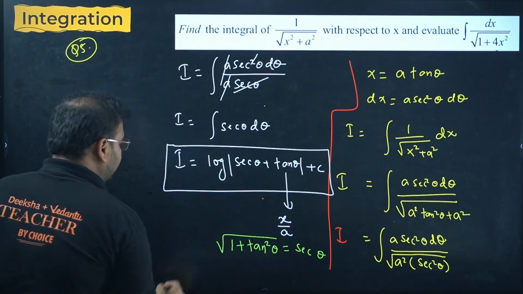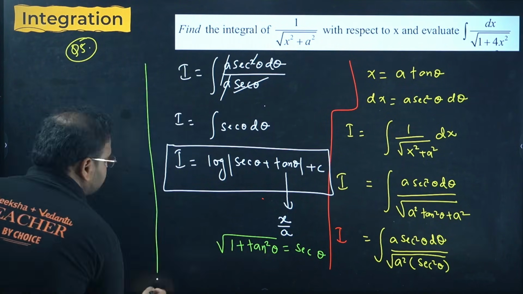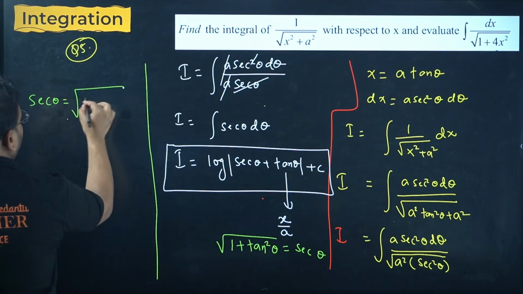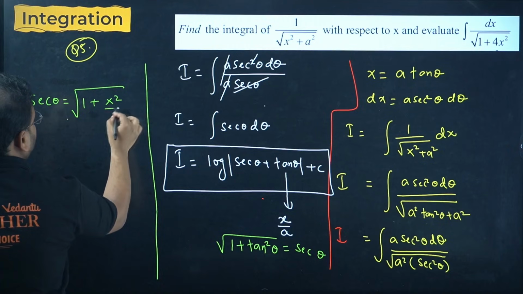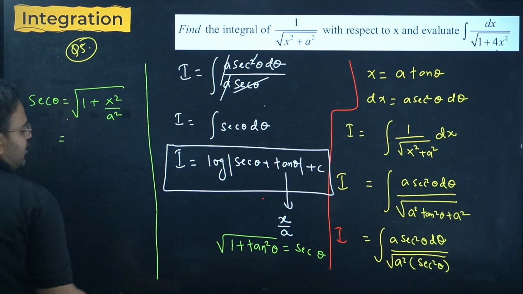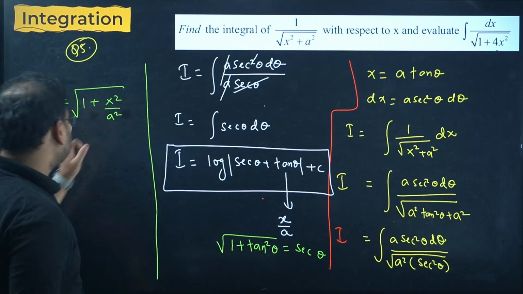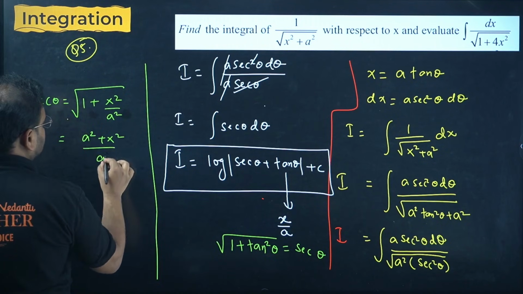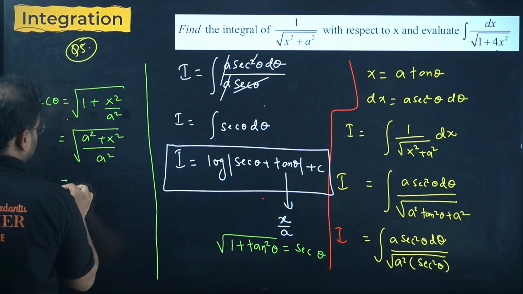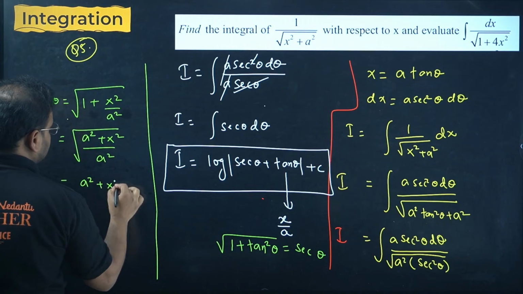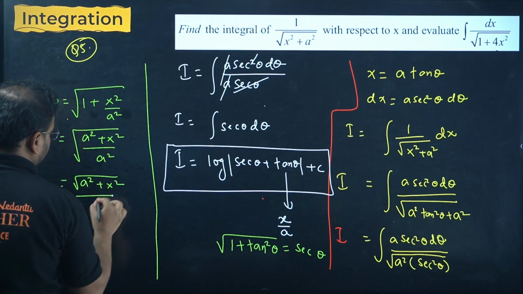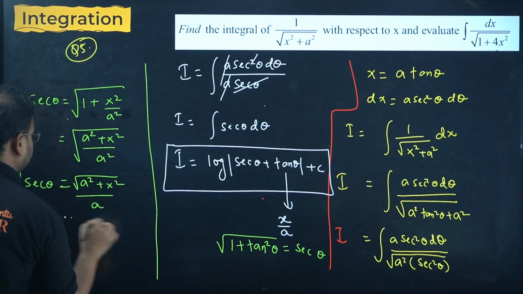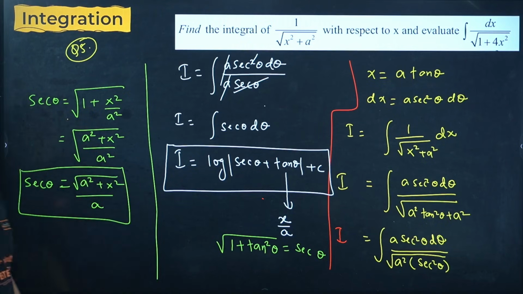Tan theta we already have, which gives me the result very simply: secant theta becomes root of 1 plus x square by a square, because we're going to square the tan. Simplify this: a square plus x square in the root, by a. This is the value of secant theta.